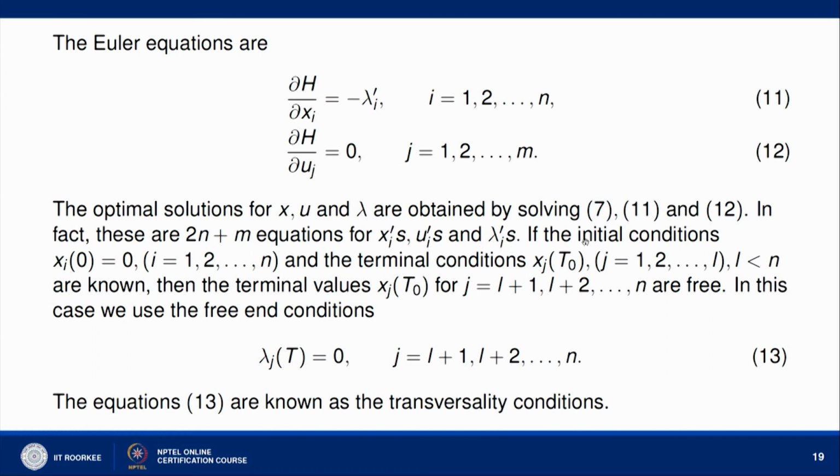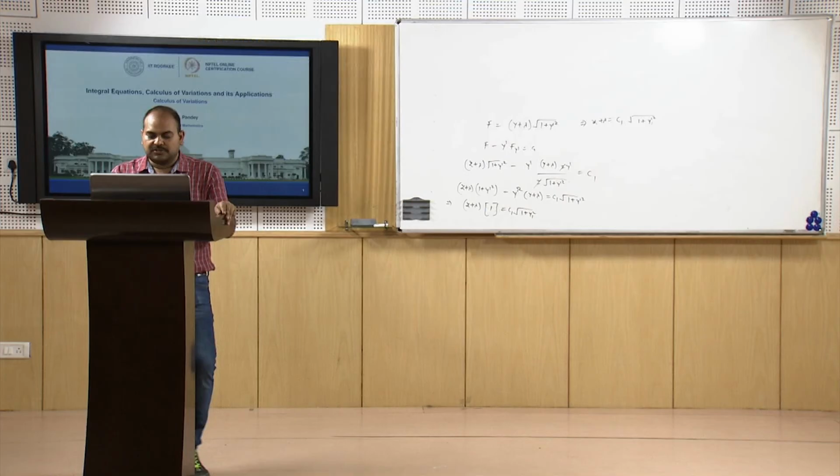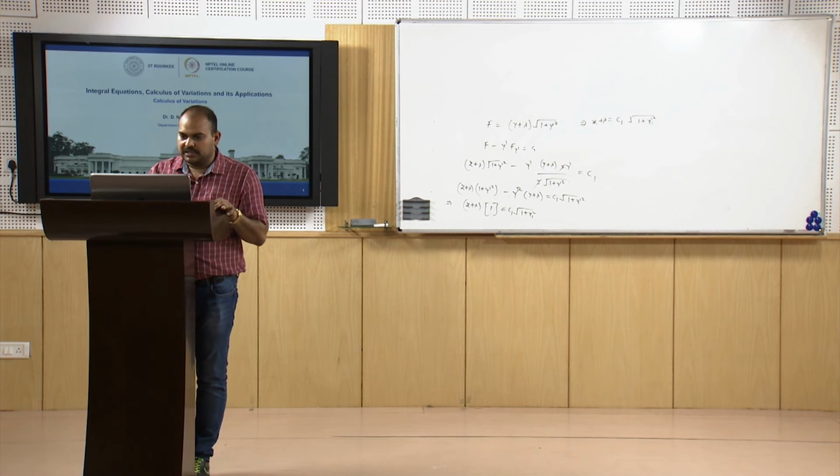If the initial conditions xi are given at 0 and the terminal conditions xj given at t naught are known, and if the conditions are fewer in number, we can always define lambda j at the terminal time t as 0, and these kinds of conditions are known as transversality conditions. So let us consider one quick example on this.